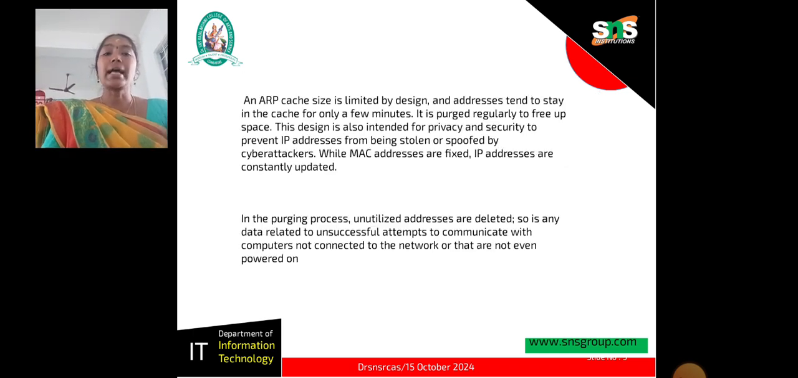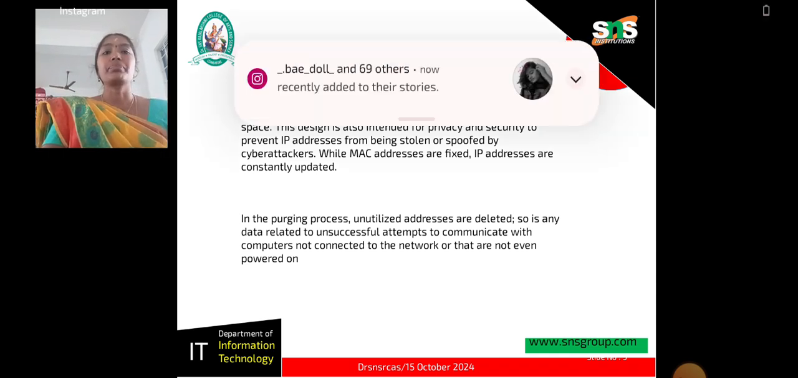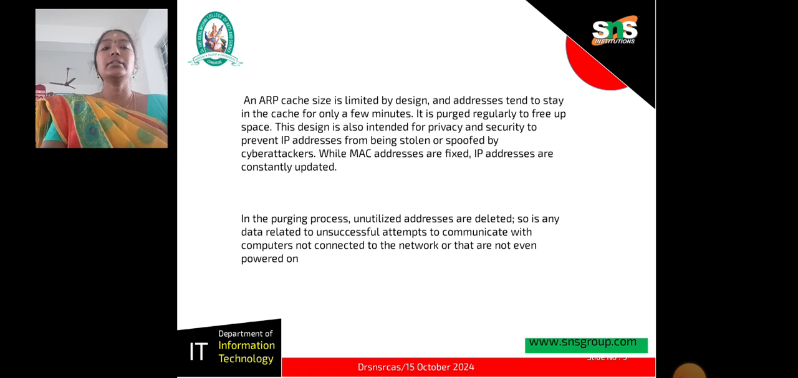The ARP cache has a limited size by design, and addresses tend to stay in the cache only a few minutes. So it's a cache, and the content will not be permanent; it changes over time, in order to free up space. This design is also intended for security, to prevent IP addresses from being stolen and spoofed by cyber attacks. While MAC addresses are fixed, IP addresses are constantly updated. In this purging process, the unutilized addresses are deleted.